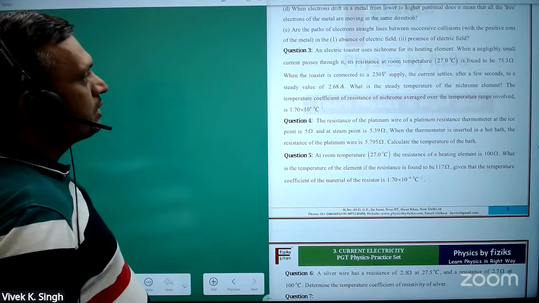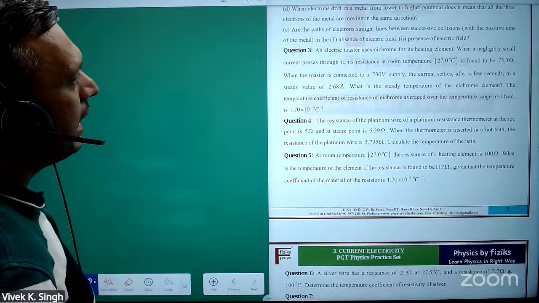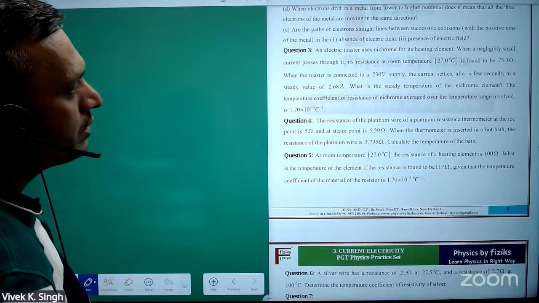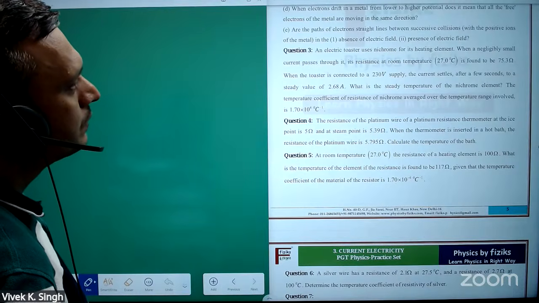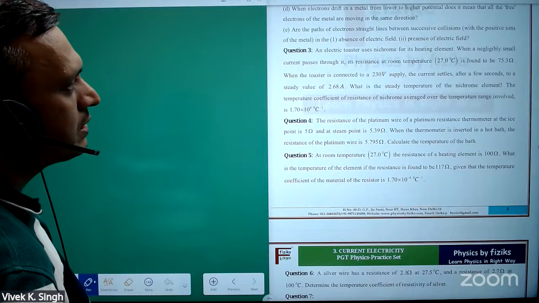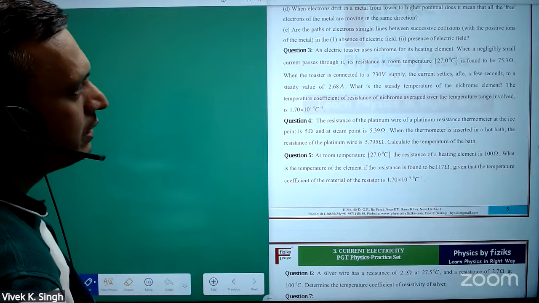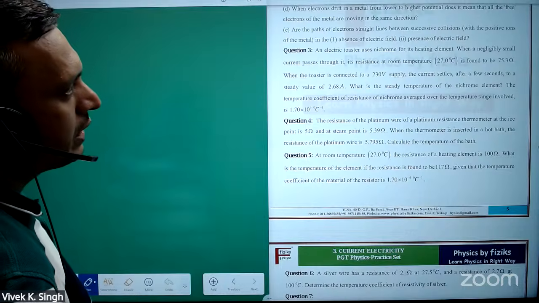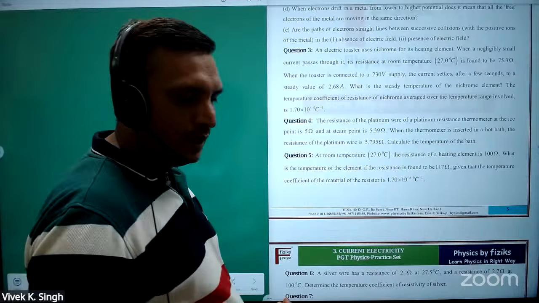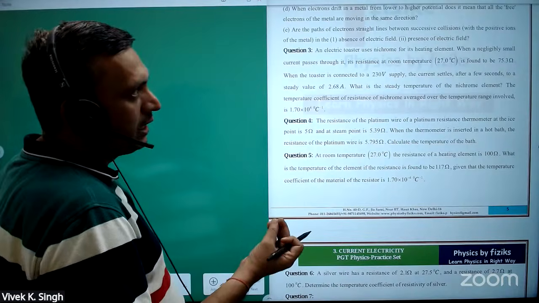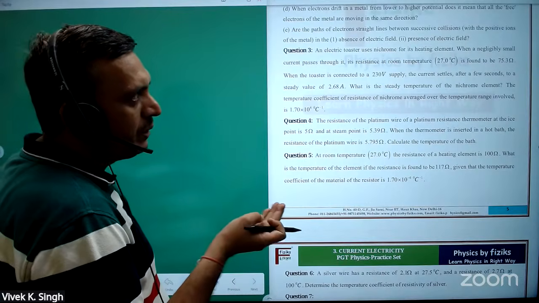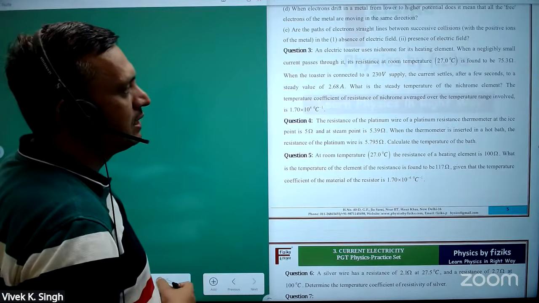So if you see question number 3, an electric toaster uses nichrome for its heating element. When a negligibly small current passes through it, its resistance at room temperature, 27 degrees centigrade, is found to be 75.3 ohms. When heating is small, the current is negligible, so that resistance is given at room temperature.